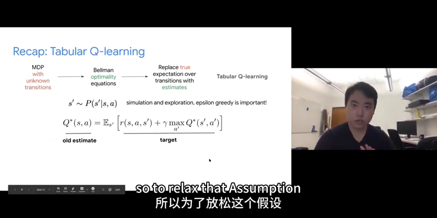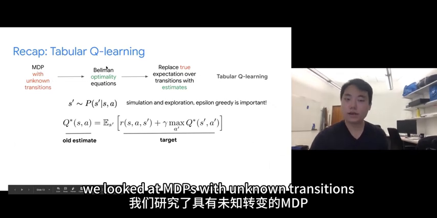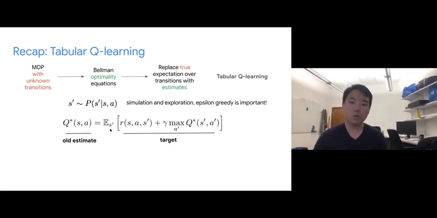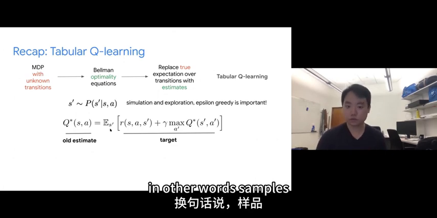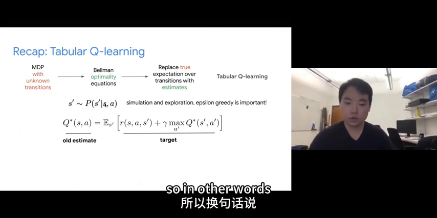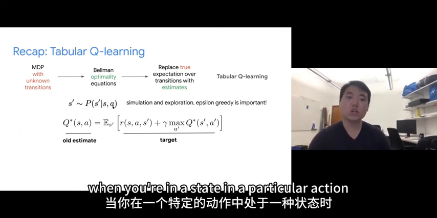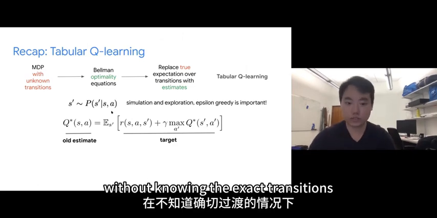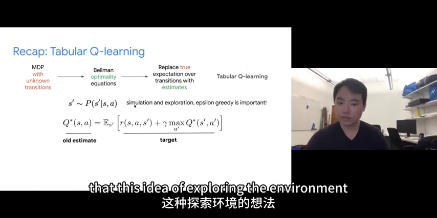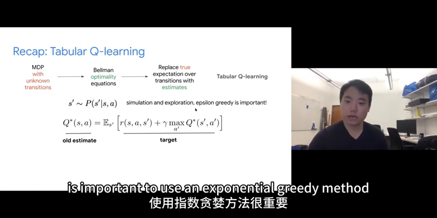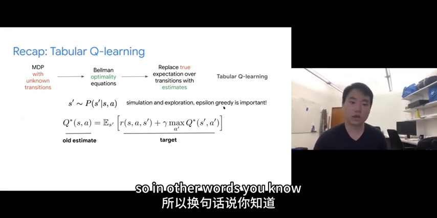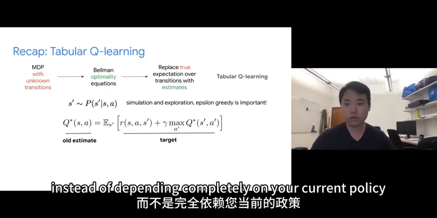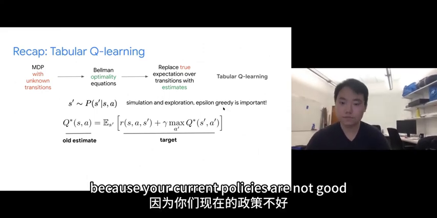So to relax that assumption, we looked at MDPs with unknown transitions. We went from Bellman optimality equations to replacing these true expectations over your next states with just approximate expectations, in other words, samples of next states. So when you're in a state and take a particular action, you would just give that to the environment and see what the environment returns as its next state, without knowing the exact transitions. And we saw here that to explore the environment, it is important to use an epsilon-greedy method. In other words, leave epsilon probability of exploring the environment randomly instead of depending completely on your current policy, because your current policies are not good.